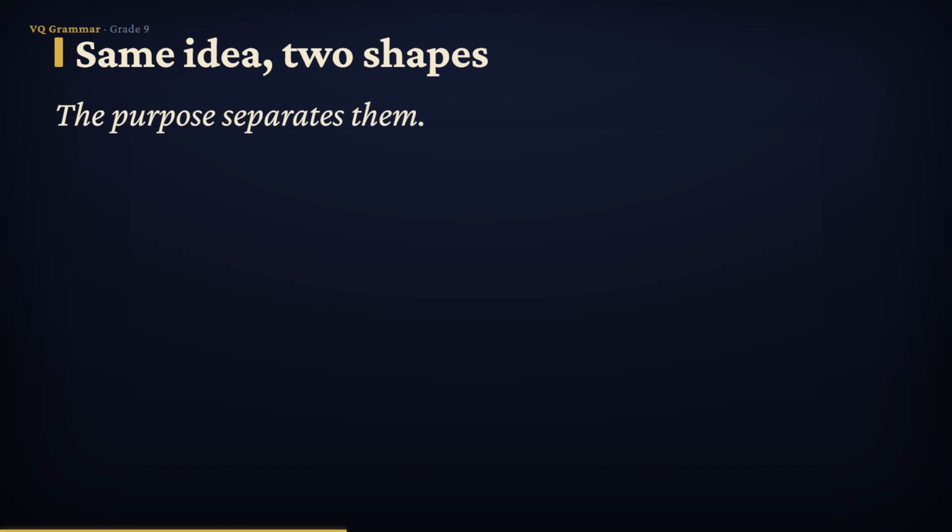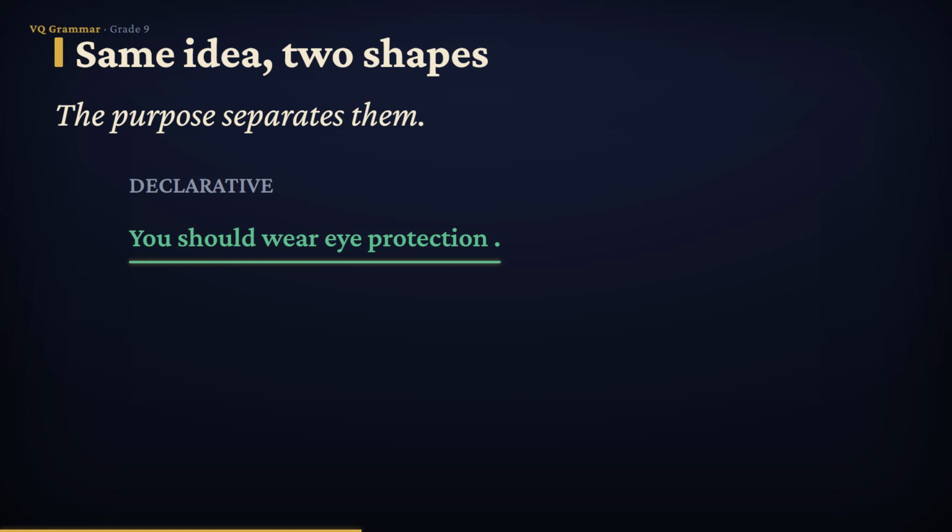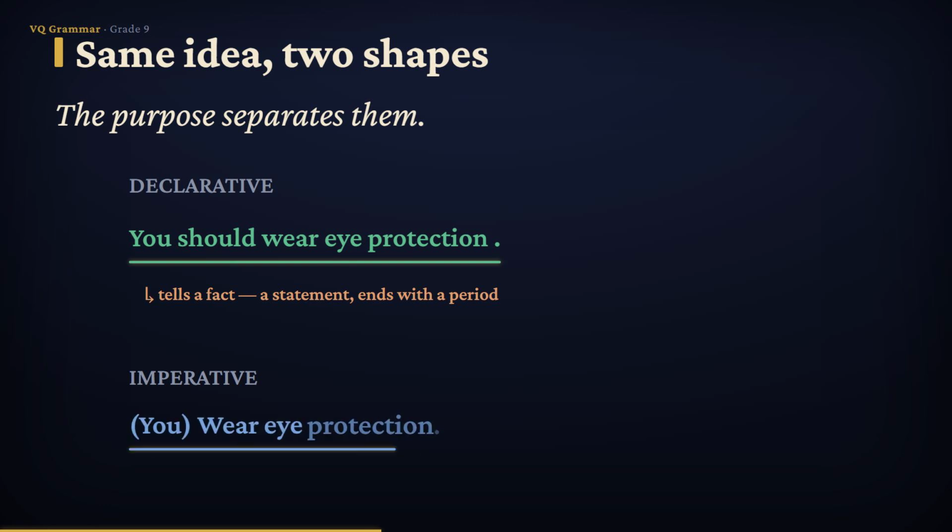Let's set the 2 side by side, because the same idea can be shaped either way. As a declarative sentence, you should wear eye protection. That version tells the reader a fact. It's a statement, and it ends with a period. Now as an imperative, wear eye protection. That version tells the reader to act. It's a command, spoken to that understood you. Same message about safety, but one reports it and the other orders it. The purpose is what separates them.